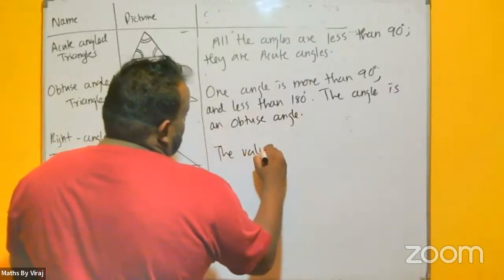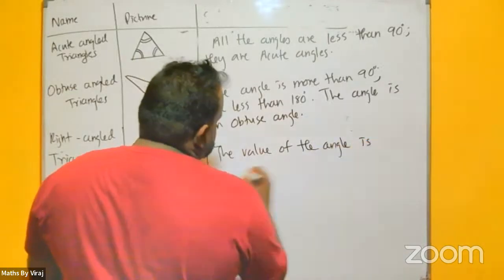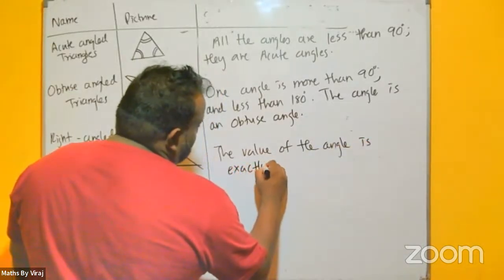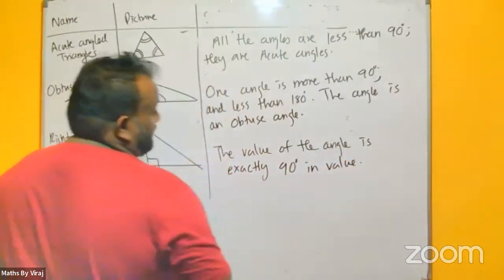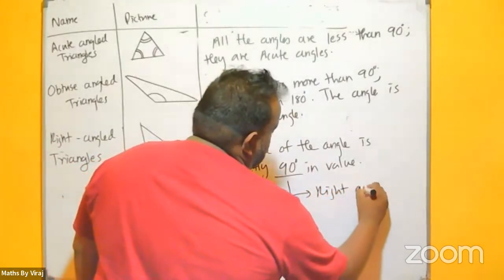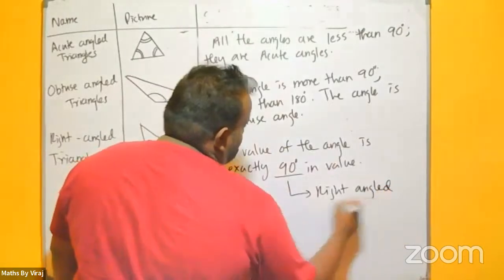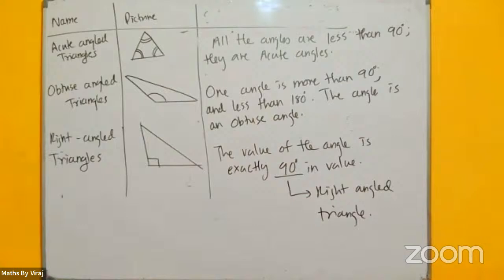The value of the angle is exactly 90 degrees in value. When you say exactly 90 degrees, we call it what? Right angle triangle. Did you all understand this, yes or no? There are three types: acute angle triangles, obtuse angle triangles, and right angle triangles.